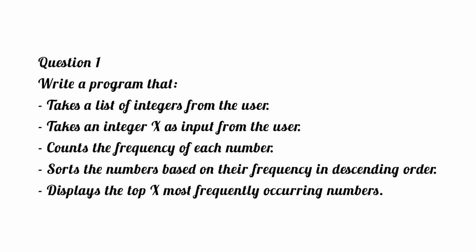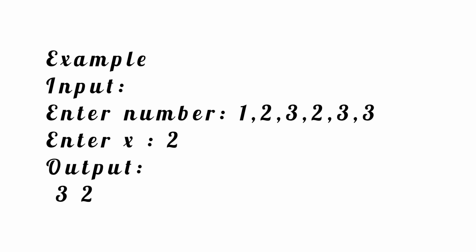Then we have to sort the numbers based on that frequency in descending order. We have to sort based on the frequency of each number in descending order. Then we have to display the top x most frequently occurring numbers. They also gave examples, like how to take the input and what we should get as output. I will show you. First we have to take the numbers. It should be inside a list only, with duplicated values, and we have to take the x value.